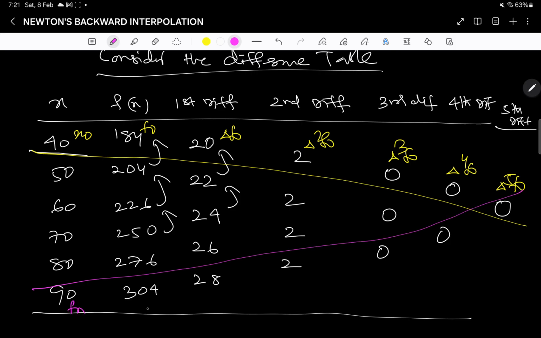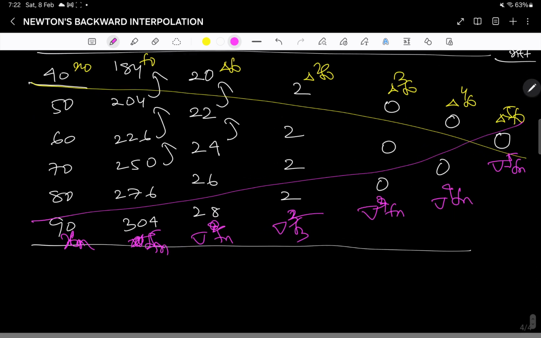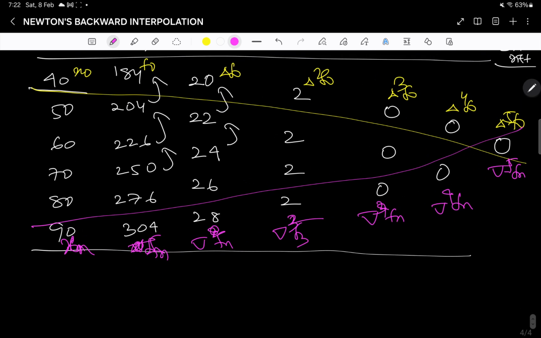This is my fn, this is my xn, this is del fn, del square fn, del cube fn, del fourth fn. Sorry, this is del fn, this is del square, this is del cube, this is del fourth fn, this is del 5 fn, and it is simply my fn. Okay, so now I can use the different formulas here as follows.